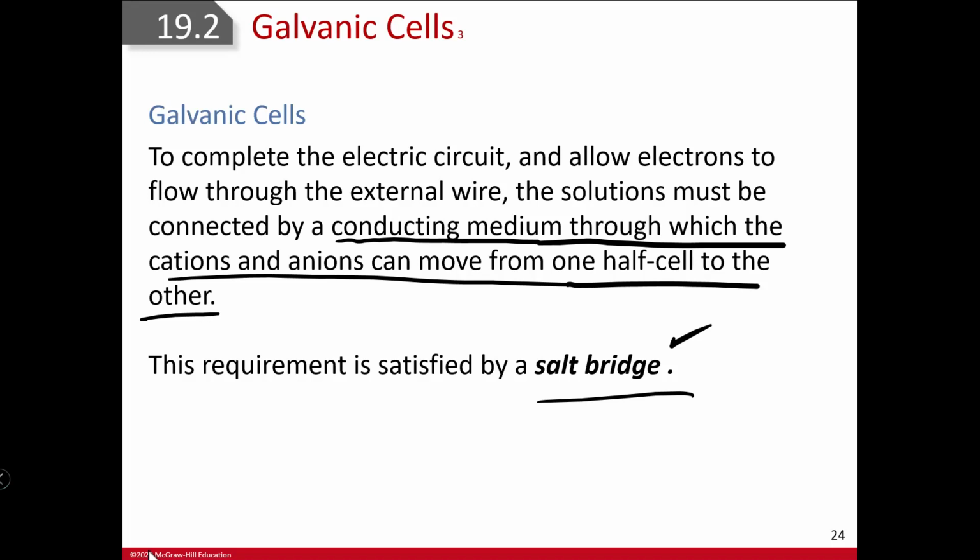Again, why do we do that? We want those half cells separated so it's not just mixing and we don't get any work out of the electrons. We want the electrons to leave, go through that wire, and come back on the other side so we can get some work out of the electrons.